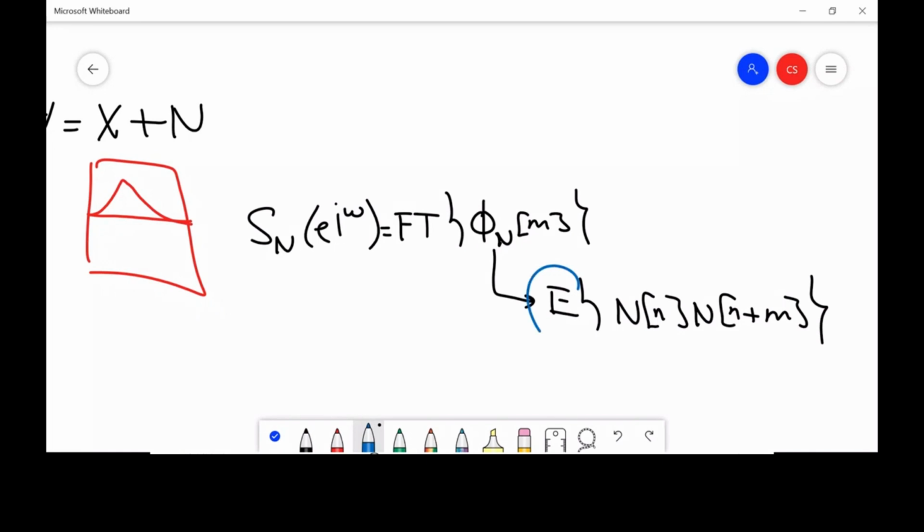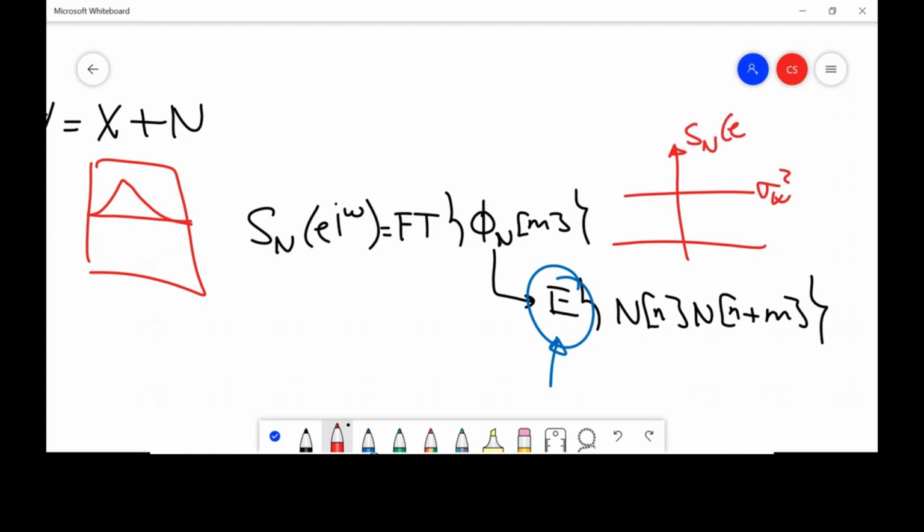And this expectation means, if you want to do it numerically, you have to obtain many realizations of these random variables and then take the average. So this one is flat in the Fourier space, and this is the result we all know. This is flat when you have taken the expectation.